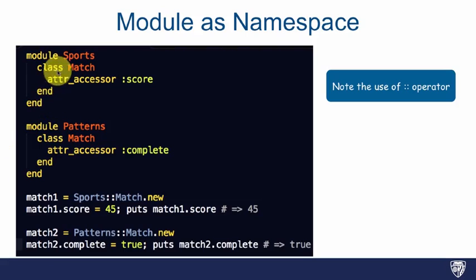So for example, you could have a match class, which makes sense to be part of a sports module, and you could have a match class that's part of a patterns module. And these are completely separate, but the way you instantiate them is instead of just saying match.new, because then you wouldn't know which match it is, you put them inside a module, and then you say, for example, Sports::Match.new, which refers to this class, and Patterns::Match.new, which refers to this class.